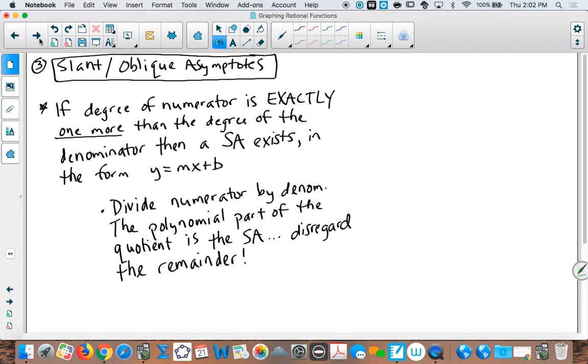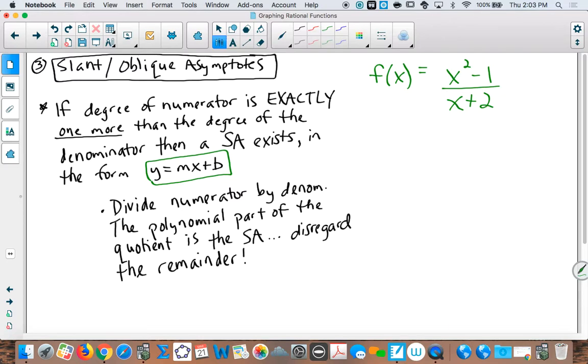Okay, so let me give you an example, and then we'll talk about the fact that if your degree is always 1 more, let me just write this down. If your degree is always 1 more, if you actually did the division here, you'd always end up with something linear, right? If you have a 3rd power over a 2nd power, you divide, you get just x. If you have a 5th power over a 4th power, you still end up with an x. So that is why our slant asymptotes are always linear, okay? And the way to find them is to literally do the division. And you disregard the remainder. It's just the polynomial piece.